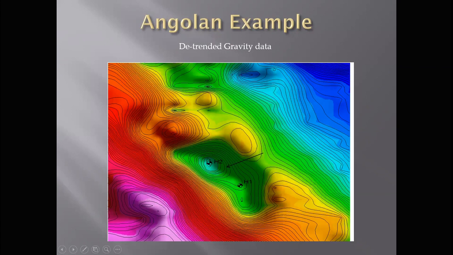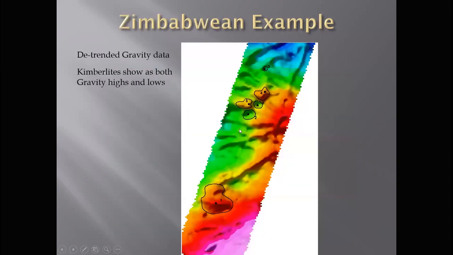and it's good for deciding whether you should drill something when you're not sure, or you may have lots of drill targets. So gravity is definitely a very, very powerful tool in our arsenal when it comes to kimberlite prospecting.